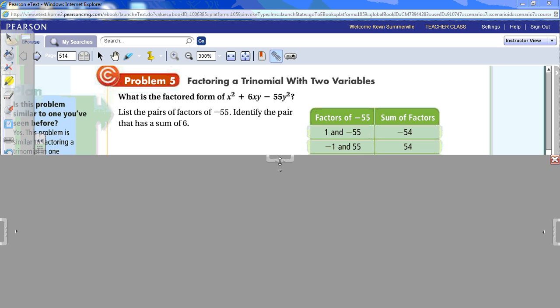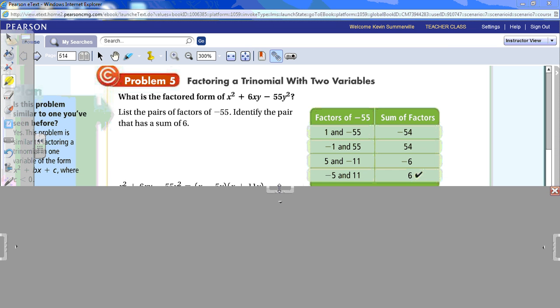We make a chart and we look for numbers that combine together to give us the middle number and multiply together to give us the last number. And looking at our charts, the numbers that we put in our chart, we come up with -5 and 11. When they combine, they make 6. When you multiply, you get your -55. So we have our 6 in the middle, -55 on the end.